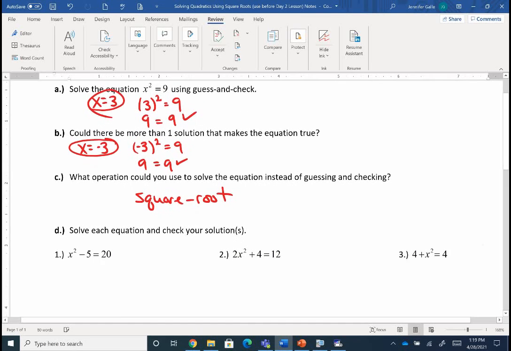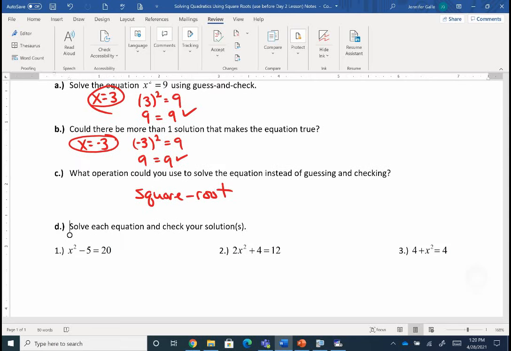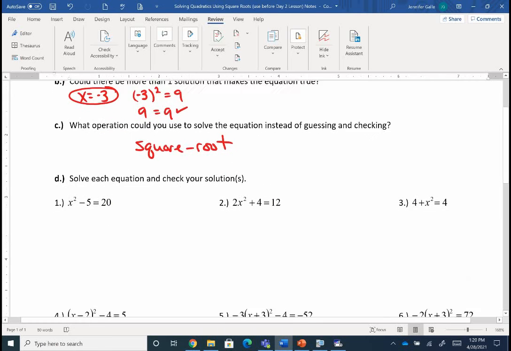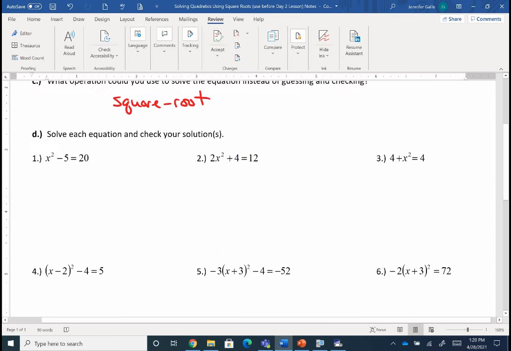If you're not super familiar with square roots, that's okay. We'll talk a little bit today about how to find the square root of a number. So instead of guessing and checking, we're going to try using square roots to help us solve. And today, guys, all we're going to do is take a look at 6 different examples of solving a quadratic using our square roots, and we're going to call it a day. Okay? All right, so here we go. Let's take a look at example number 1.